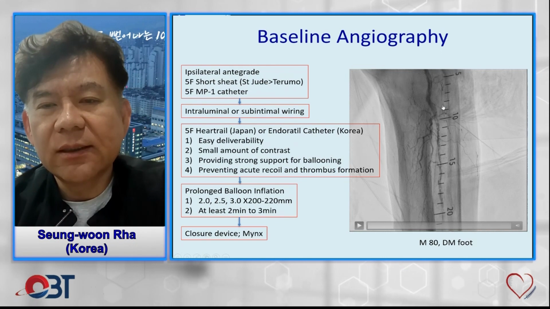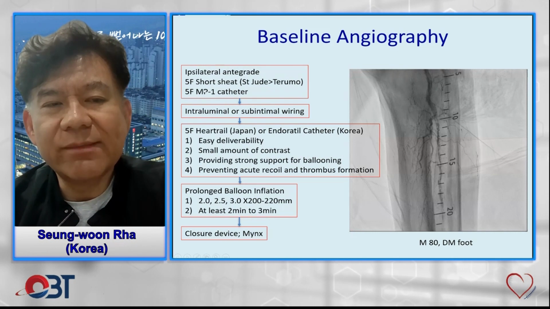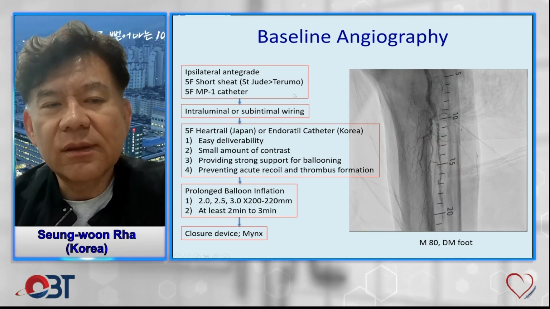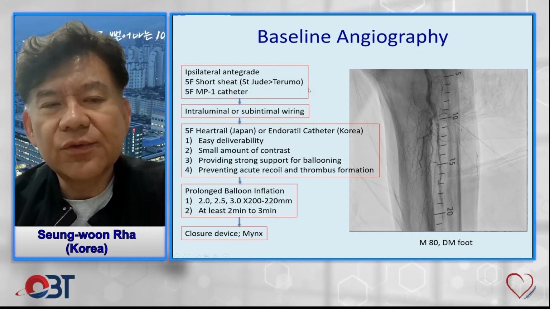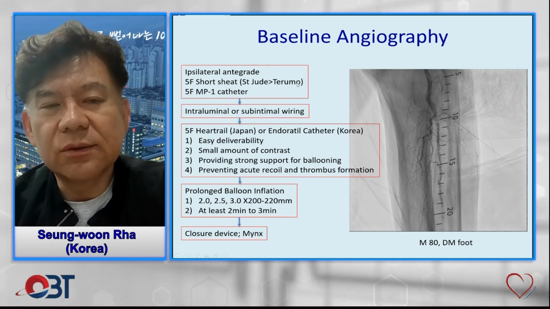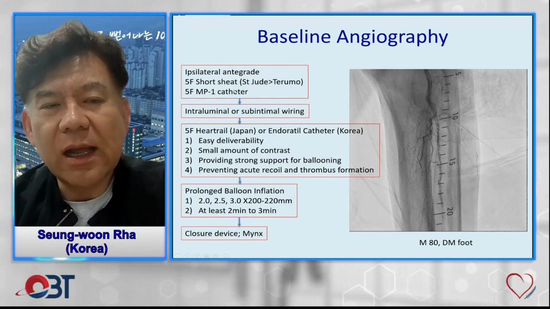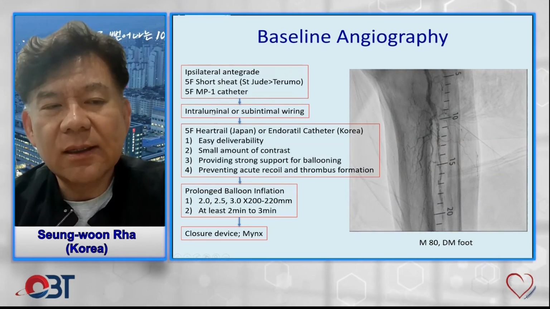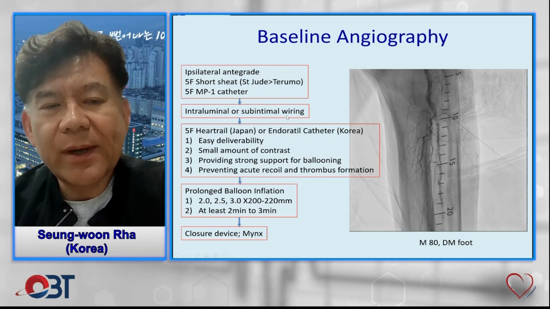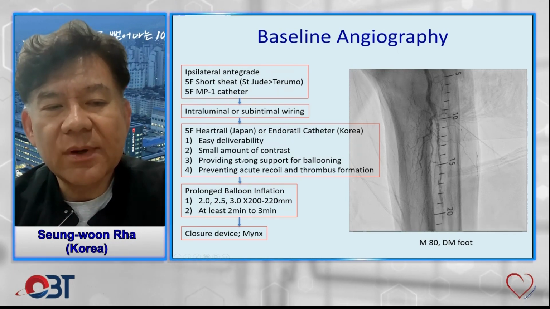What would you start with? The SFA is okay, so we can start with 5-French puncture ipsilateral. I prefer the other Terumo; I don't like it because it's too slender, you cannot do the contrast injection with the 5-French catheter. So a usual 5-French short sheath and the long catheter, and then you can start with the intraluminal or the primary subintimal attempt. I developed this angiocatheter with a Korean company, so easy deliverability.